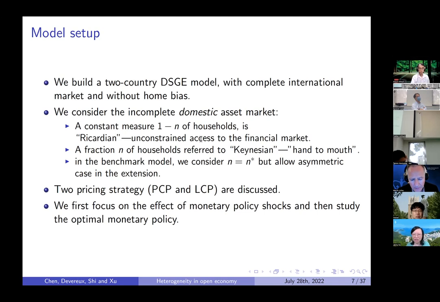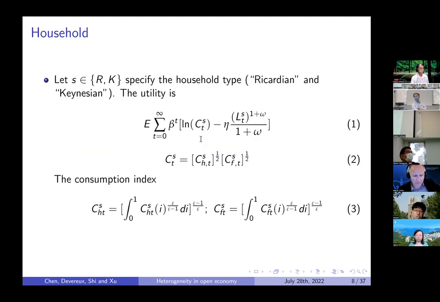And then, as I mentioned in the benchmark model, we're going to assume that n equals n star, but later we're going to relax this assumption. But if we have n equal to n star, we can derive several very interesting and simple intuitive results. And we're going to consider 2 pricing strategies, PCP and LCP. And we're going to focus on the effect of monetary policy shocks, and then we're going to study optimal monetary policy. So that's the basic roadmap. Okay. So first I introduce the problem of the recording household.